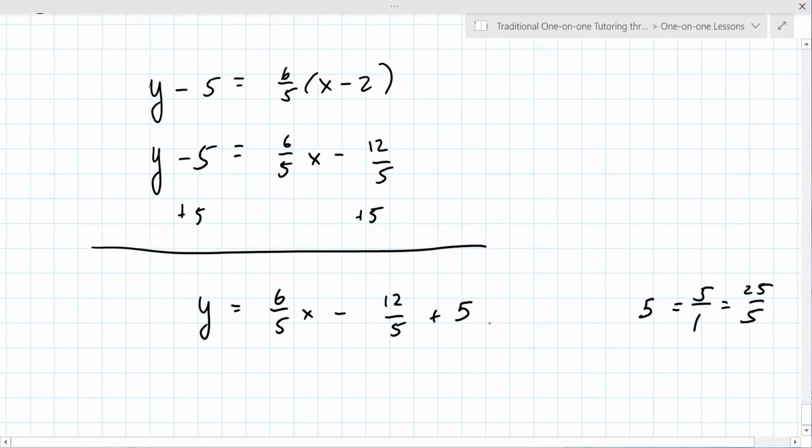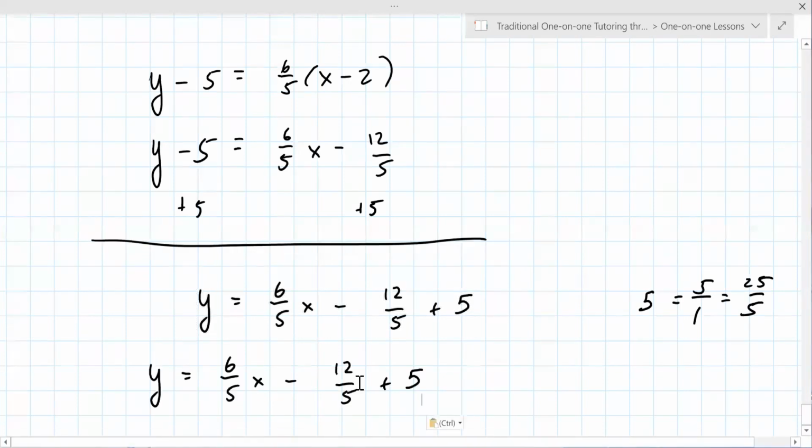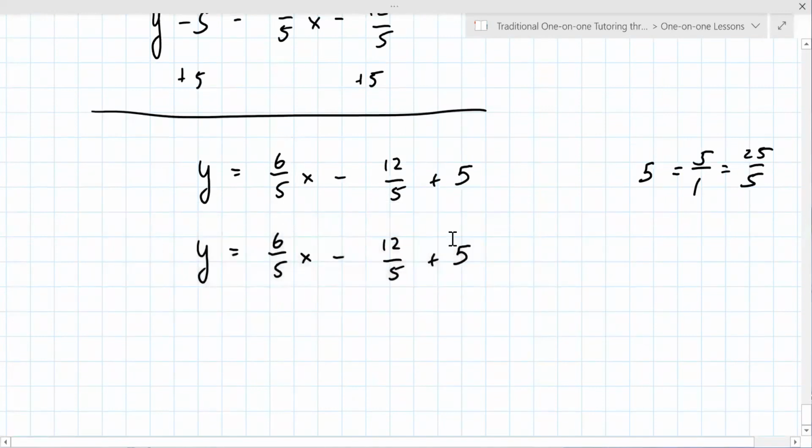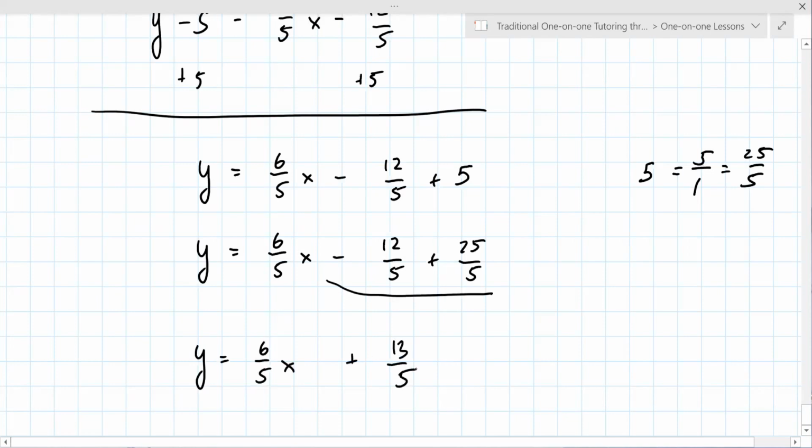All right. Okay. I was trying to solve to the final part, and I got negative 12 fifths. Well, now, so 5 is really 25 over 5. So what do these two add up to? Uh, 13 over 5. 13 over 5.